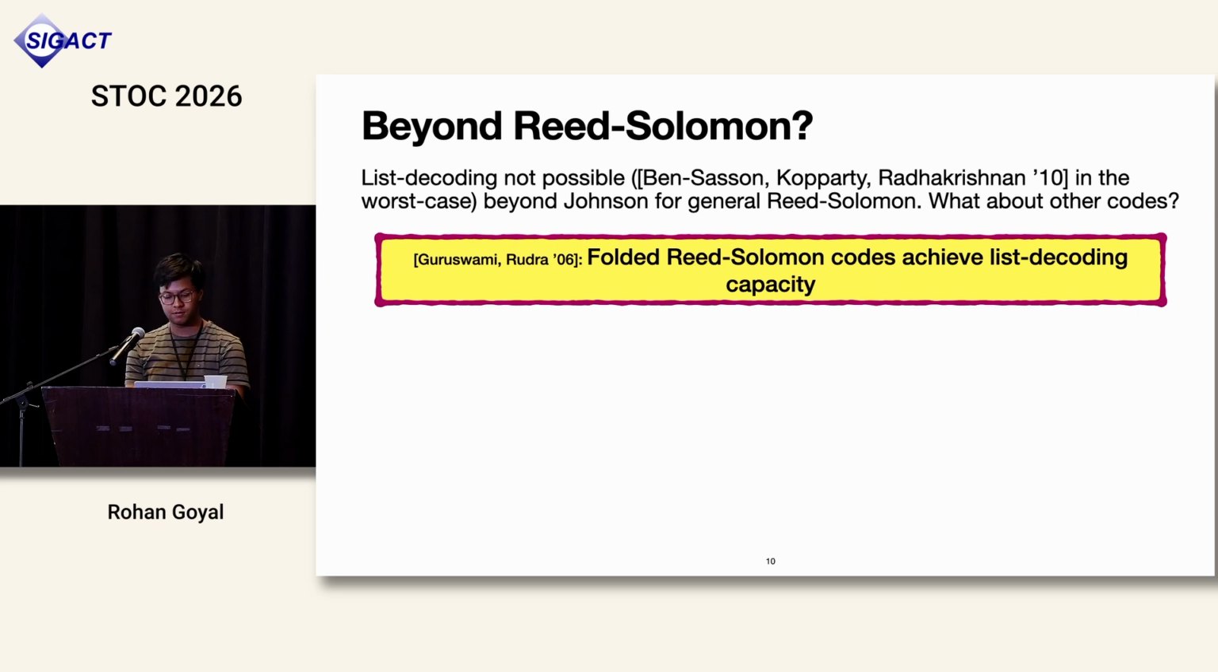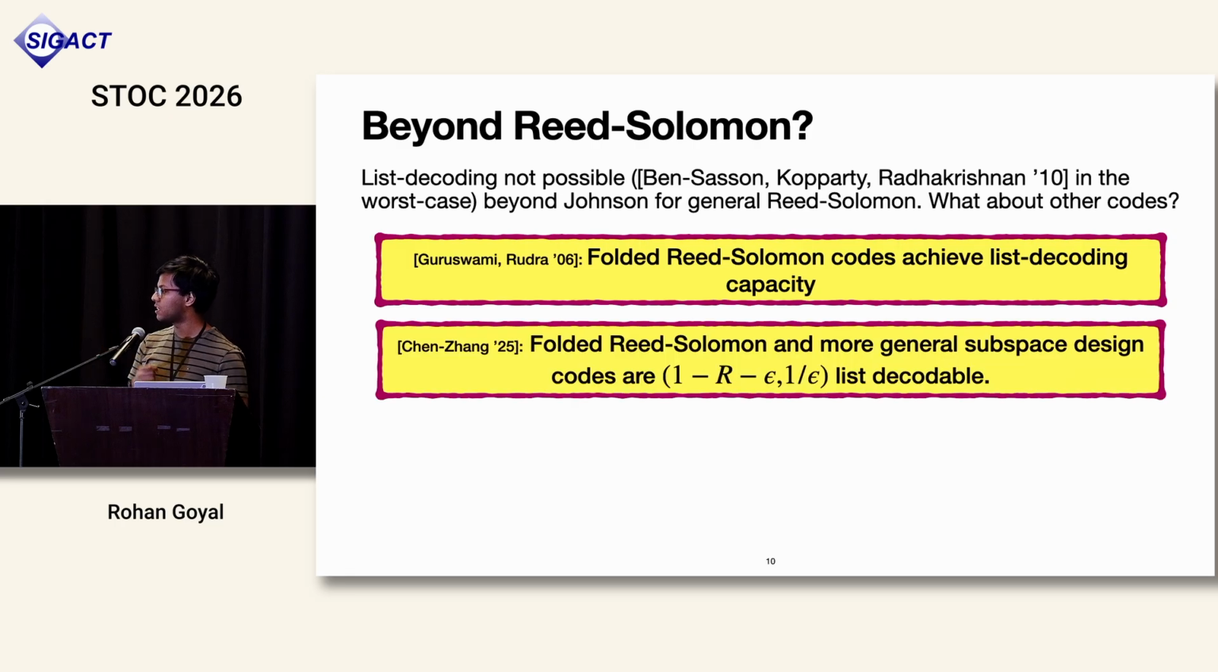So Guruswami and Rudra, in a breakthrough work in 2006, showed that there's this family of codes called the folded Reed-Solomon codes, which achieve list decoding capacity, i.e. are list decodable from just delta, the distance of the code, minus epsilon errors. And Chen and Zhang showed in a recent breakthrough, again, that beyond folded Reed-Solomon there's a more general subspace design codes family, which gets the best possible list size actually. So folded Reed-Solomon codes are not just list decodable, they're as good as it gets.